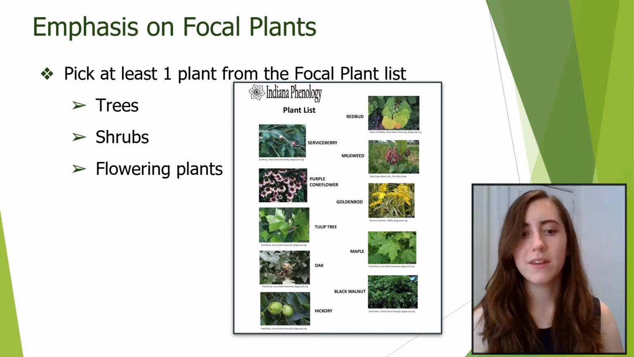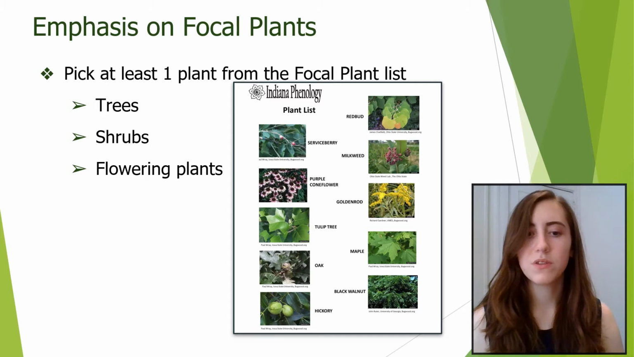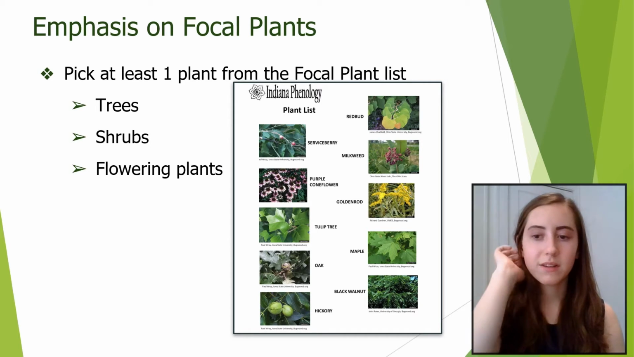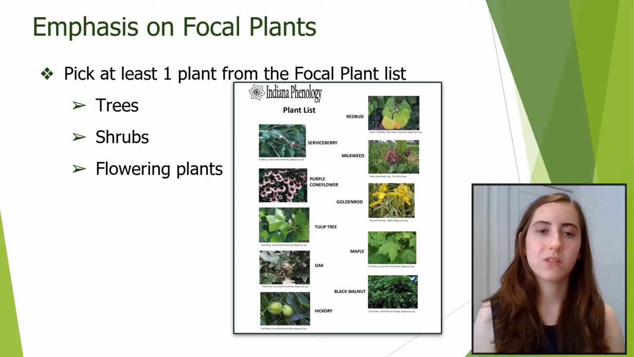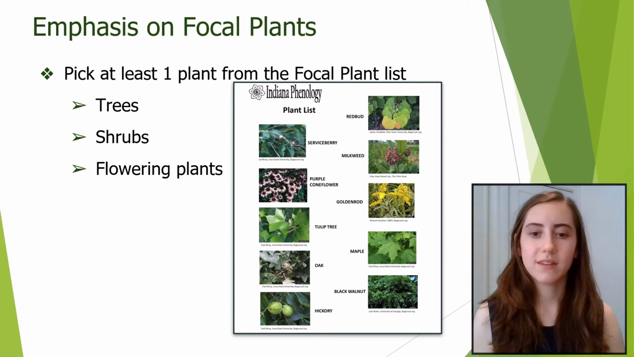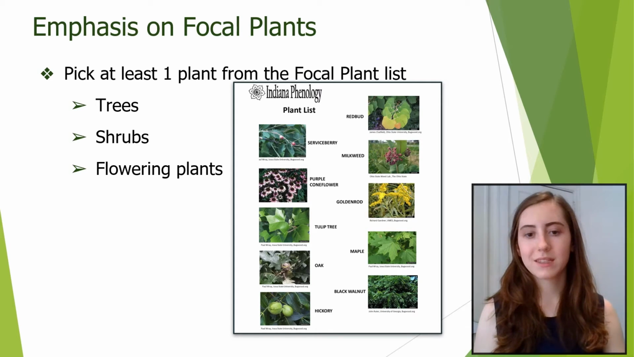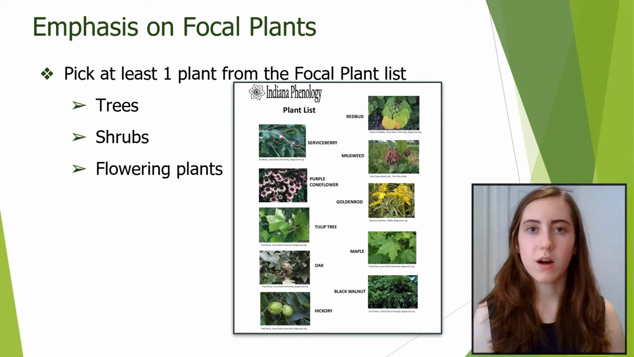We would like for you at Indiana Phenology to also pick at least one of the plants off of our focal plants list. If you do not have a plant species in mind, this list is also a good way to direct your searches. There are more than 1,600 plants and animals to choose from in total to observe, including the focal plants. The focal plants include trees, shrubs, and flowering plants. We picked these because they're common, they're native to Indiana, and they're interesting to look at.